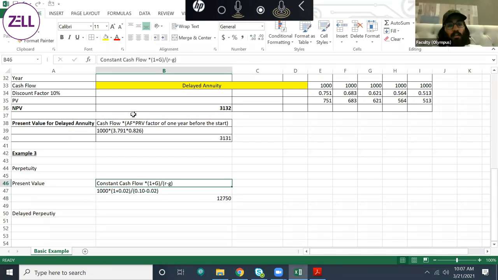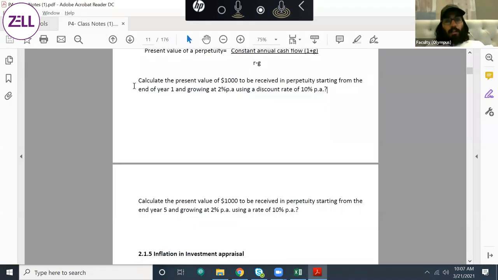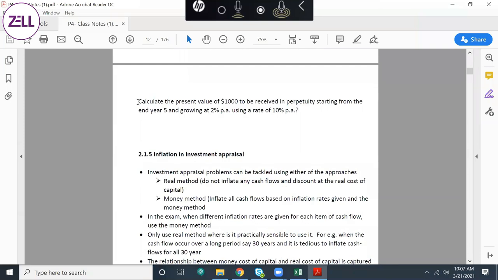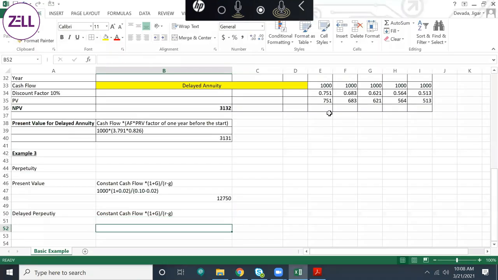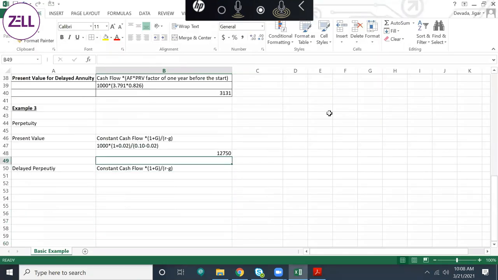Now, the second one is the delayed perpetuity. Can you see that? Cash flows to be received: 1,000 in perpetuity starting from the end of year 5. What does this mean? The 12,750 perpetuity we received is at the end of year 5, so we need to discount it to the present value by the discount factor of year 5.